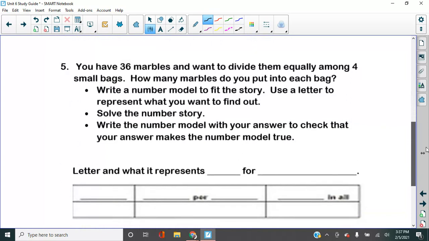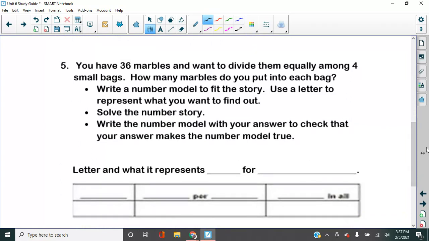Number 5. Here we go. You have 36 marbles and want to divide them equally among 4 small bags. How many marbles do you put into each bag? Write a number model to fit the story. Use a letter to represent what you want to find out. Let's do that. What do we want to find out? We want to find out how many marbles go in each bag, right?